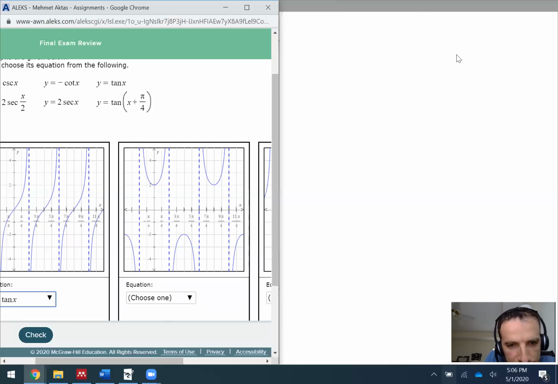If you try to fill the graph like that, this is the graph of cosine, right? Actually, even the graph of 2 cosine x. But this is not the graph of 2 cosine, but you need to flip cosine. And if you flip cosine, you will get 1 over cosine, which is secant, right? So it is 2 secant x.